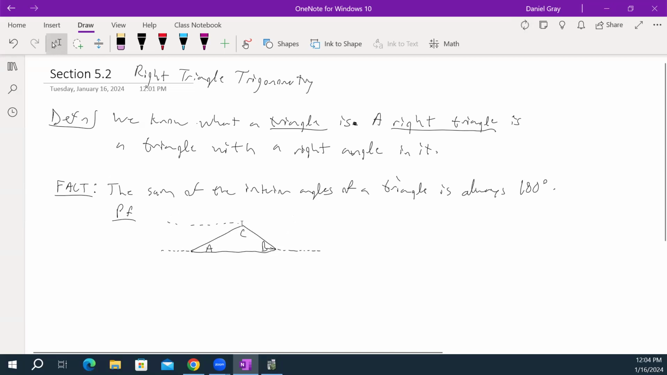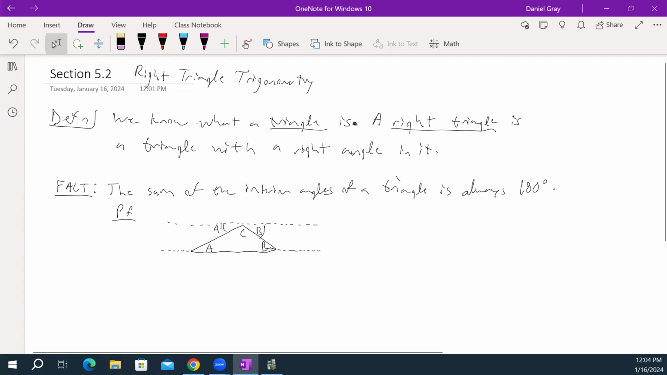The reason I'm doing that is that the line touching angle A and angle C is a straight line intersecting two parallel lines. So this angle A over here has to be the same as this angle A right here, because a line intersecting two parallel lines gives equal measures. Same thing over here, exactly the same logic: this angle B is the same as this angle B there.